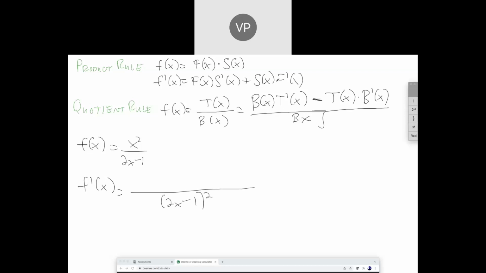Try that again. They will give me just the top right there, and they'll forget all about the bottom. So that's why I like to put that there, just so I don't forget it. But remember the rule. We now take the bottom times the derivative of the top.